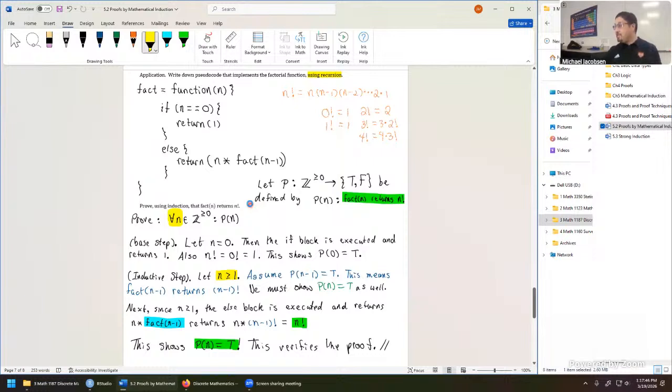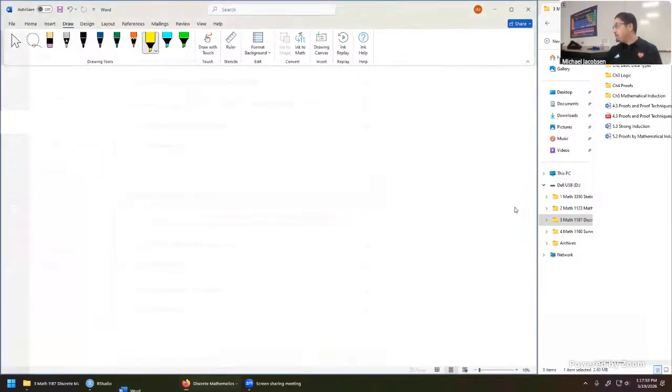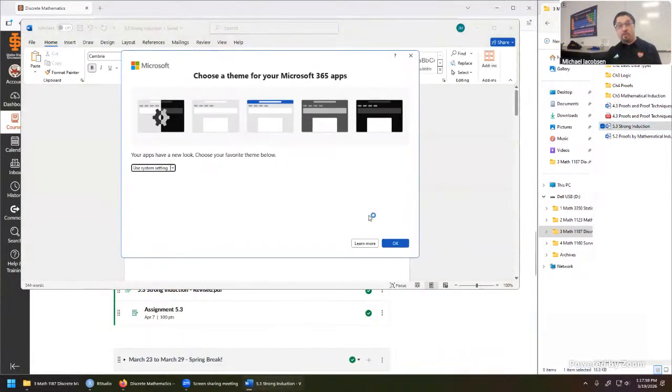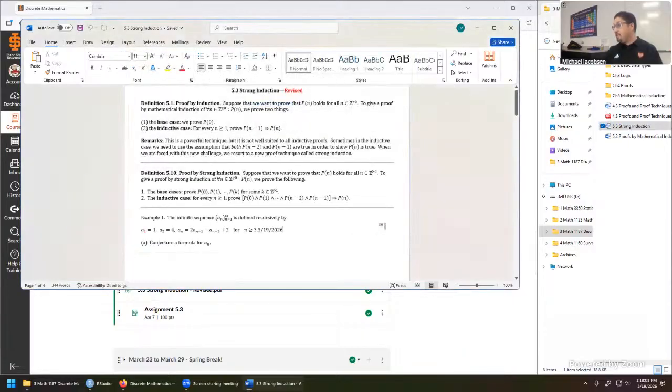So let's now switch gears. We're still doing induction problems. The proofs are going to look very, very similar. But some of our recursion problems just require a little bit more than the induction technique that we saw. And that little bit more is the so-called strong induction.